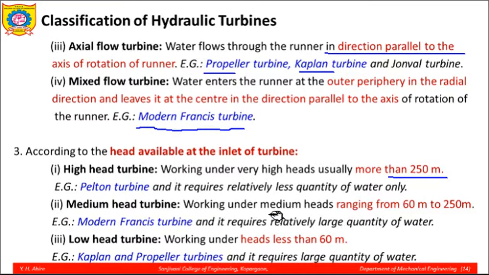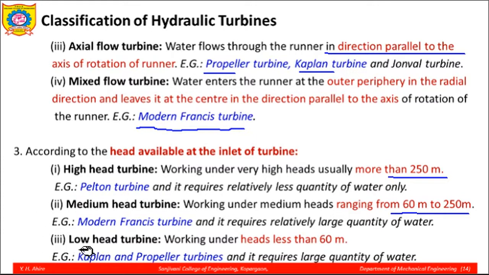A medium head turbine works in a range of 60 meter to around 250 meter. An example of such a turbine is the modern Francis turbine. Okay, it requires a relatively large quantity of water. Pelton turbine is an example of a high head turbine. It requires a relatively less quantity of water for its operation, but the heads are very high.